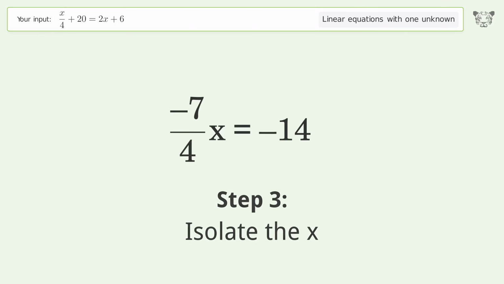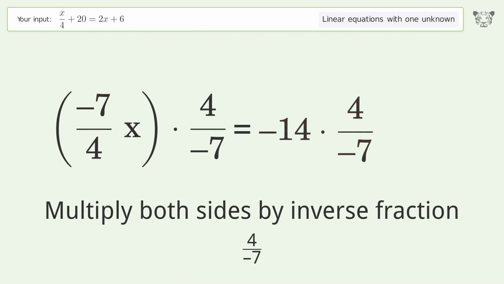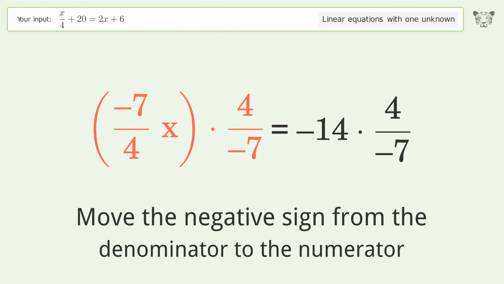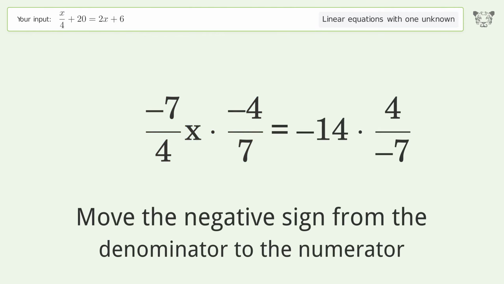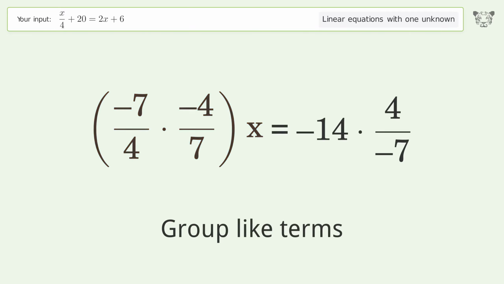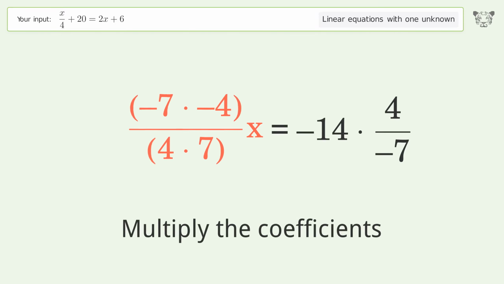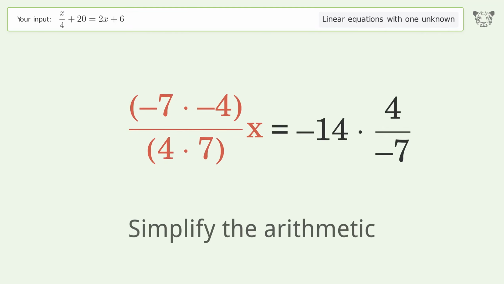Isolate the x. Multiply both sides by inverse fraction 4 over -7. Move the negative sign from the denominator to the numerator. Group like terms. Multiply the coefficients. Simplify the arithmetic.